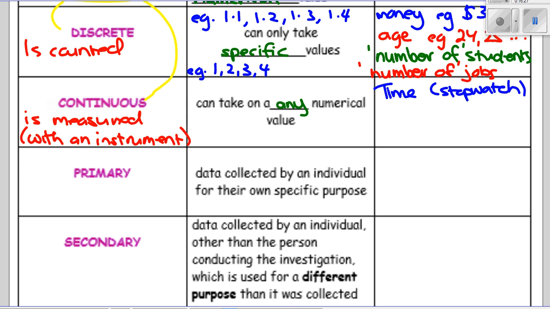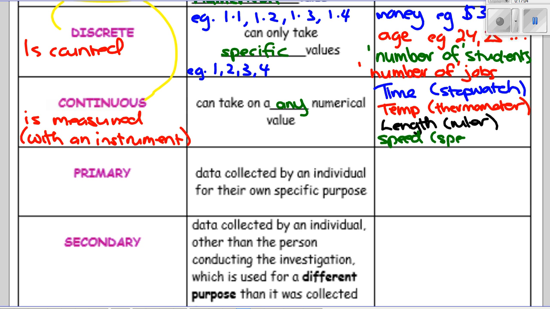So what are some other examples of continuous data? Yeah, that's a good one. Temperature, you have to use a thermometer. Some others? Science is a good one for thinking of continuous data. What else do you measure in science? Yeah, Lee. Use a ruler. Speed, yeah, that's the one. What do you measure speed with? Yeah, speedometer.